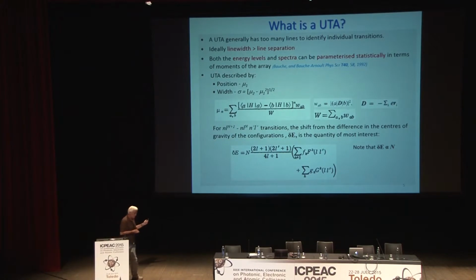Now, the theory of these things was developed a long time ago, largely by Jacques Bauche, Claire Bauche-Arnoult, and Marcel Klapisch, who basically developed a model to parameterize these unresolved transition arrays in terms of various moments of the arrays. And the moments are defined in terms of basically the energy difference between the two states involved, multiplied by a line strength factor. So they're essentially intensity-weighted distributions.